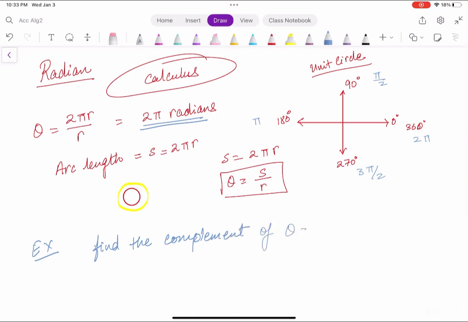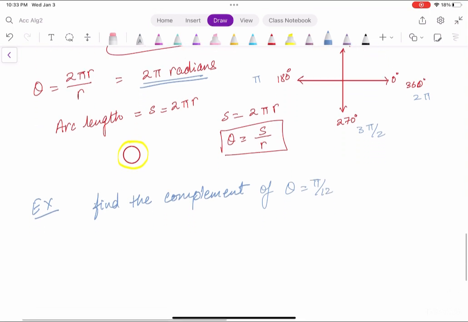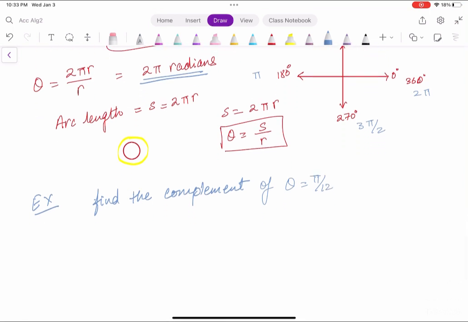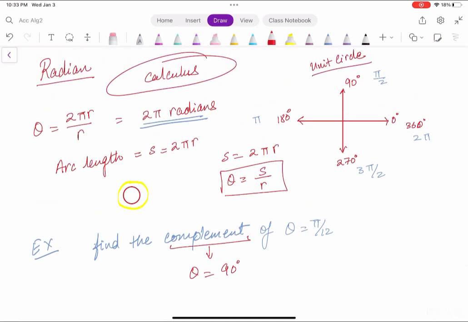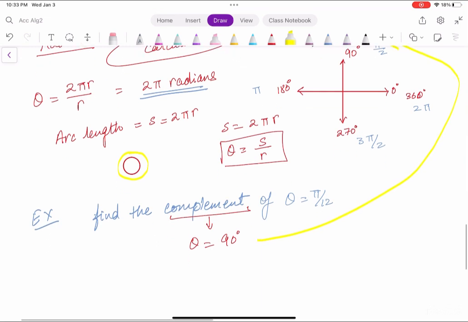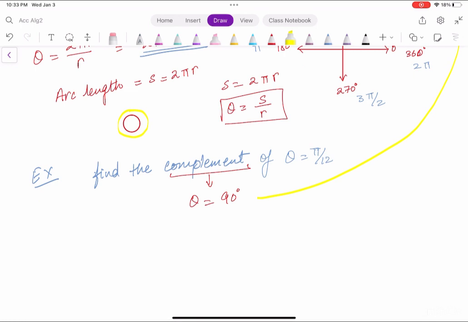So let's talk about the complementary and supplementary angles again, but in terms of radians. They are asking to find the complement of theta, and theta is pi over 12. Now, what is the meaning of complement? Complement implies that the angles should sum up to 90 degrees. If you look at the units on the coordinate plane on the right hand side above, 90 degrees is nothing but pi over 2. So I need to add up to pi over 2.